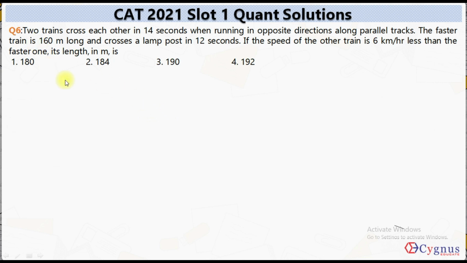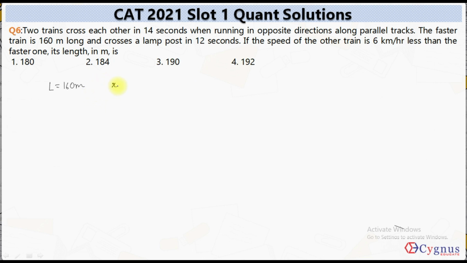Okay. Again, this is a very simple question. 2 trains cross each other in 14 seconds when running in the opposite direction along parallel tracks. The faster train is 160 meter long. So the length of faster train is given equal to 160 meters and crosses a lamp post in 12 seconds. If the speed of the other train is 6 km per hour less than the faster one, I'll have to calculate the speed of the faster train.